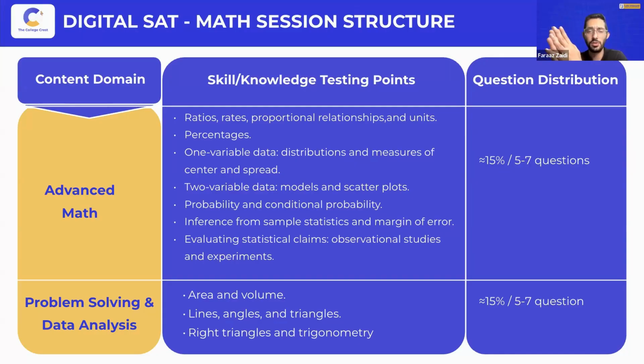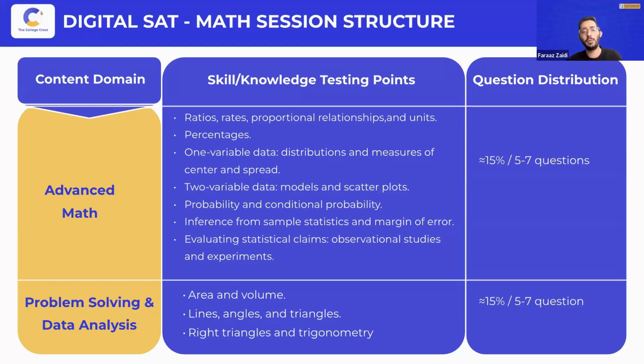Now, moving across to the fourth topic, which is problem solving and data analysis. Again, you could expect 5 to 7 questions here as well. 15% would be the weightage in the overall math section, which will also cover topics such as area, volume calculations, lines, angles, triangles, right angle triangle trigonometry. Many of these problems would involve interpreting data, applying formulas, and logical reasoning. So this is the overall maths section.